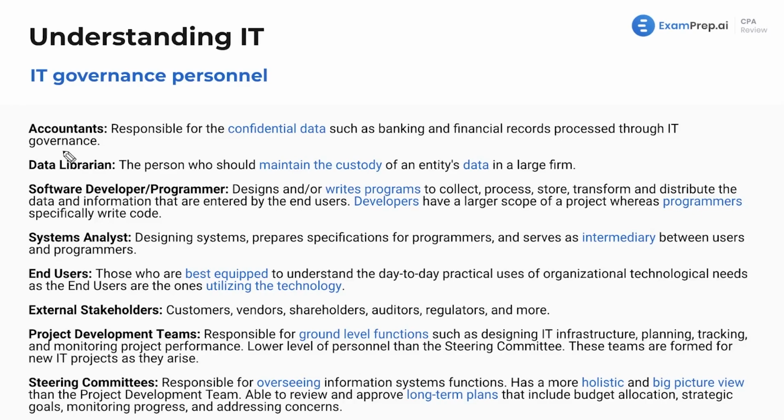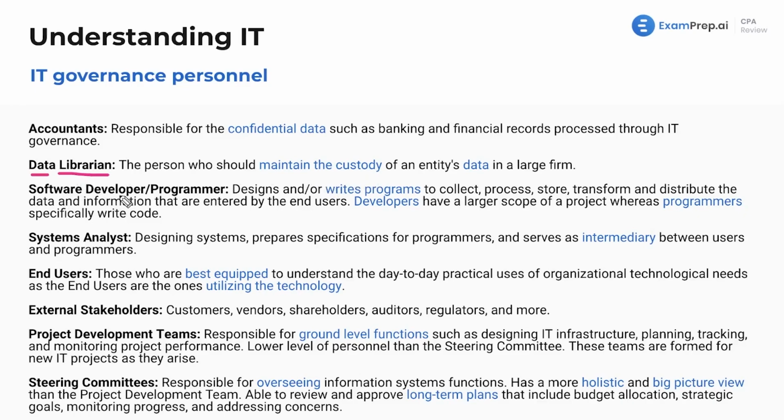Awesome. The data librarian, well, a librarian has custody of all the books, right? And in this case, it's data. So this is the person who should maintain the custody of an entity's data in a large firm. And we'll talk more about data at varying points throughout IT. I mean, all three IT lessons, just like econ, all three of those go hand in hand with each other. It's just one big mush of IT. And they'll maintain custody in a data warehouse, right, in a server, wherever that is. And we'll talk more about that.